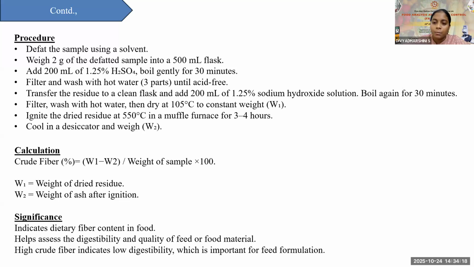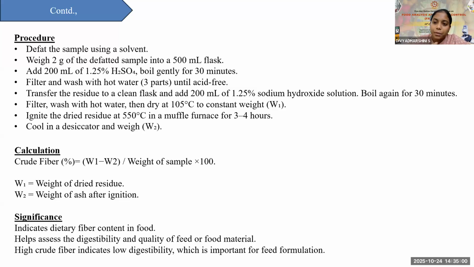Incineration means burning in the muffle furnace. Ignite the dry residue at 550 degrees Celsius in a muffle furnace for 3 to 4 hours, cool in a desiccator and weigh. That weight is called W2. So there are only two weights: W1, the dried residue from the hot air oven, and W2, the ash weight from the muffle furnace. W1 minus W2, divided by the weight of the sample, which is 2 grams, into 100, gives the crude fiber percentage. This is an important analysis under nutrition labeling.